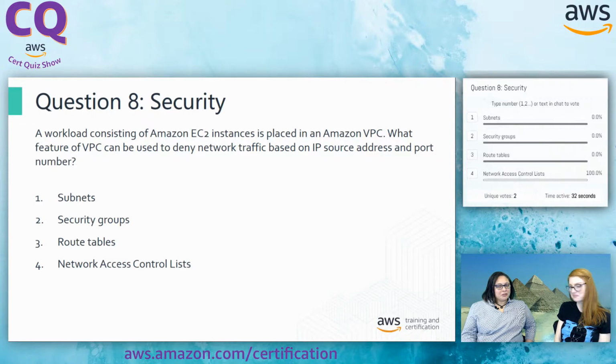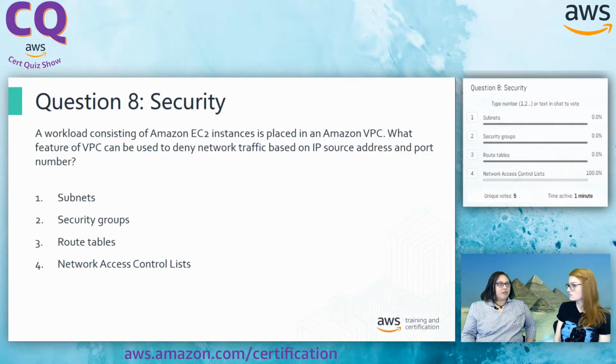If we have a look into the options there, subnets. You actually use subnets to divide the VPC network. VPC is a virtual private cloud. You assign a network CIDR there, IP address, and then if you want to cut it into smaller chunks, you would use subnets. So that's not the right answer.